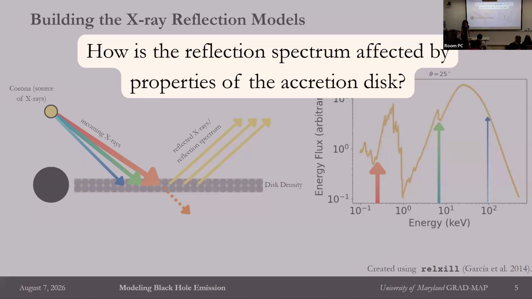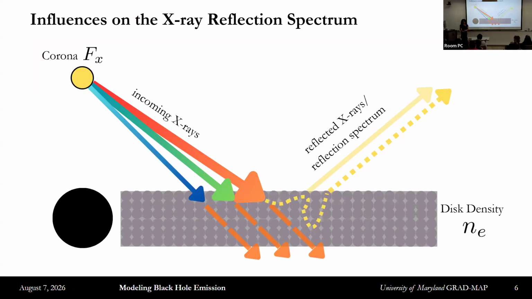You may be wondering, how is the reflection spectrum affected by properties of the accretion disk? There are many factors that affect the spectrum's appearance, such as the disk density, n_e, or how much light is coming from the corona, which is the flux, F_x. If the disk is more dense, it increases the chances of the disk absorbing more light, and less light would reach our telescopes. It also may cause more light to scatter in different directions within the disk, among many other interactions.